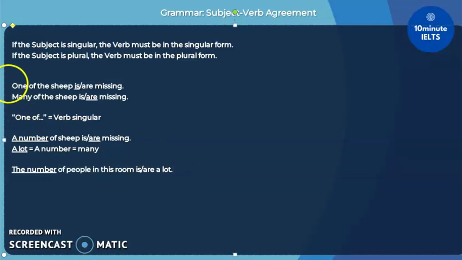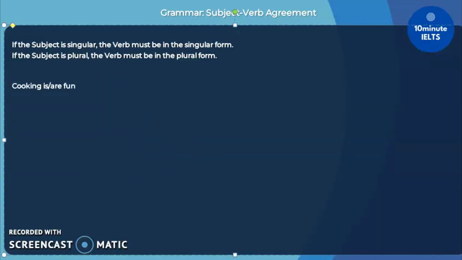There are some subjects that can be a bit trickier though, since this rule doesn't work for that. For example, cooking is or are fun. This is what we call a gerund, which is a verb that has ing. Whenever you see ing plus a verb, the subject is always singular, therefore the verb should be singular also. So running is fun, cooking is fun, singing is fun also. Never say running are fun, cooking are fun, singing are fun.